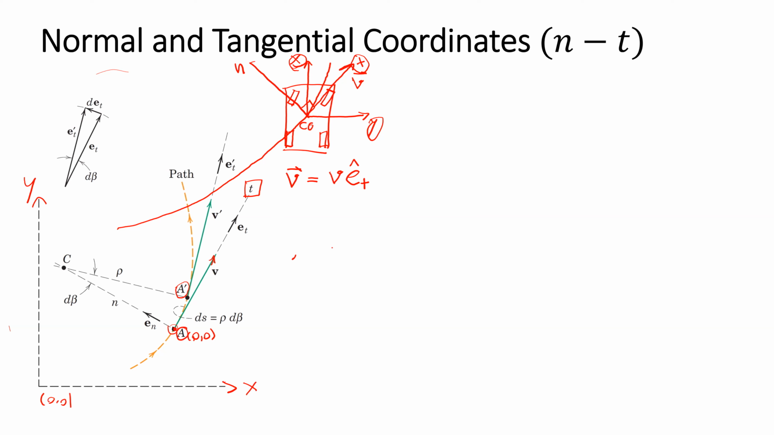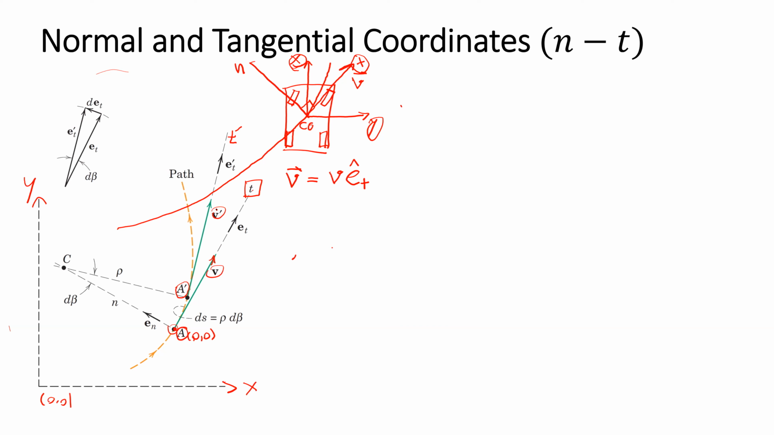The velocity at A is in the direction tangent to the curve at point A. The velocity at point A prime has the direction tangent to the curve at point A prime. And the t direction is in the direction of the velocity vector. The t prime also has the direction of the vector v prime.